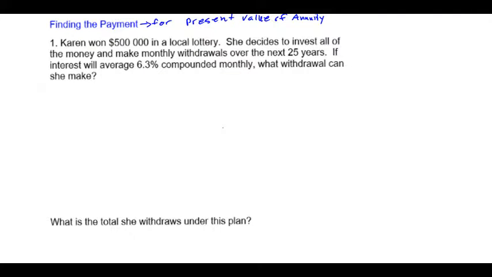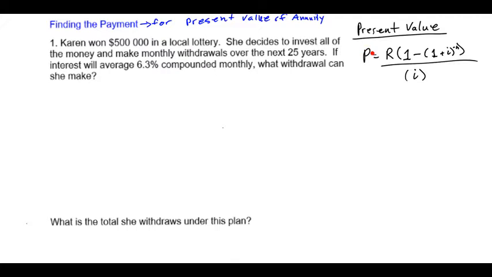This is the continuation of today's lesson. We're finding the payment for the present value of an annuity. Originally we started with this equation for the present value. This basic equation has our residual R, and P, meaning how much our annuity is worth today, which is called the present value, and everything else stays the same, just like in compound interest.